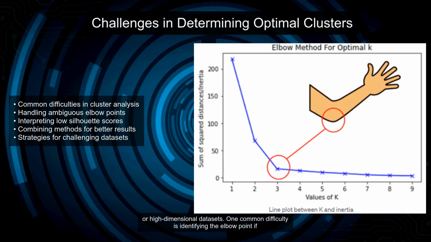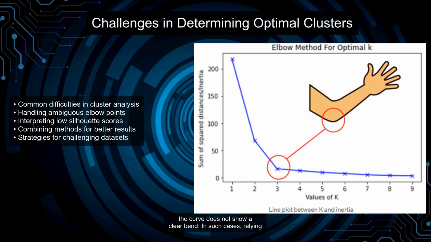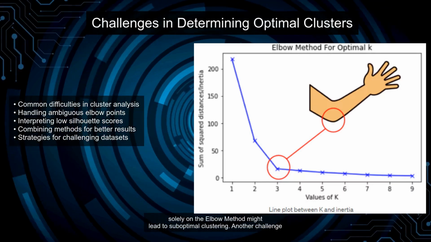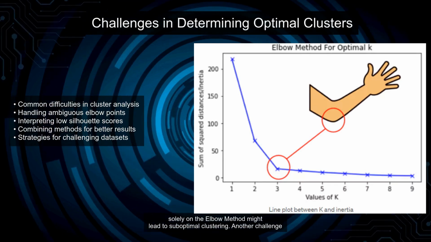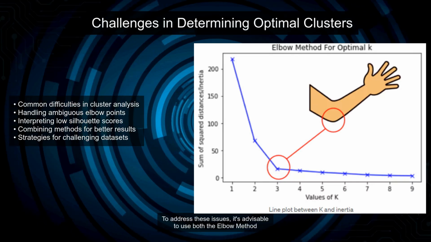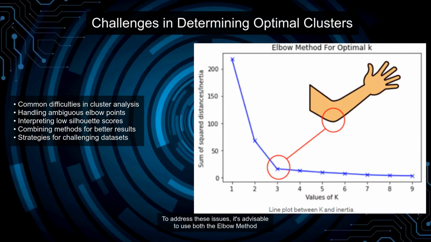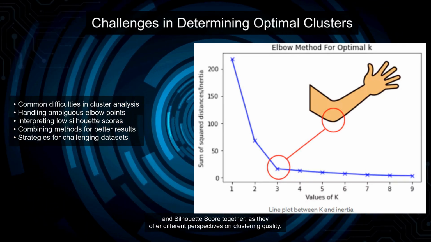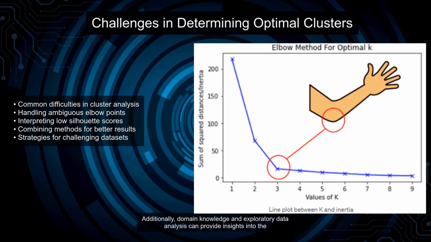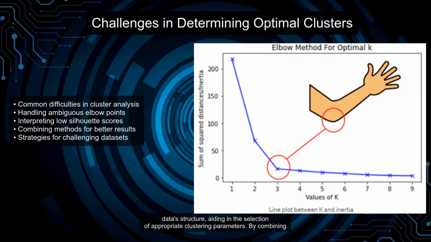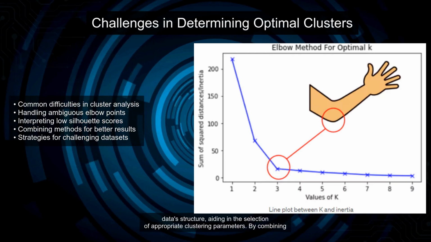One common difficulty is identifying the elbow point if the curve does not show a clear bend. In such cases, relying solely on the elbow method might lead to suboptimal clustering. Another challenge is interpreting low silhouette scores, which can indicate overlapping clusters or outliers. To address these issues, it's advisable to use both the elbow method and silhouette score together, as they offer different perspectives on clustering quality. Additionally, domain knowledge and exploratory data analysis can provide insights into the data structure, aiding in the selection of appropriate clustering parameters.